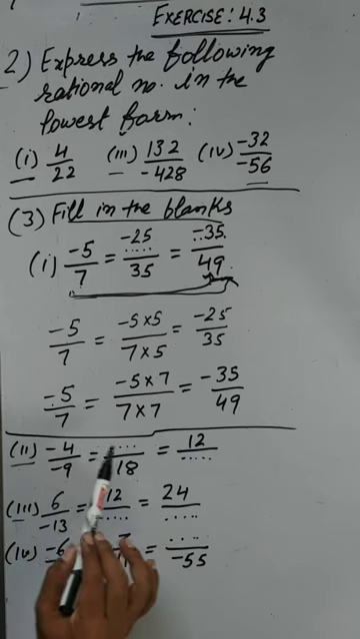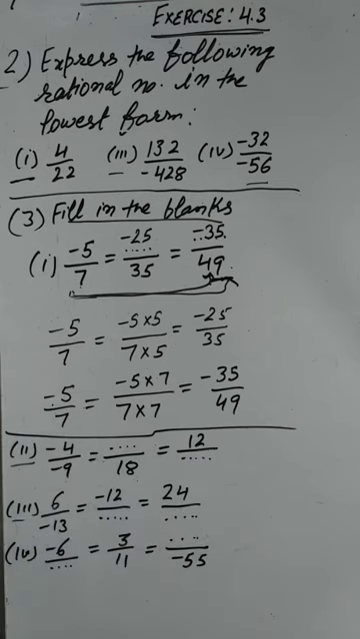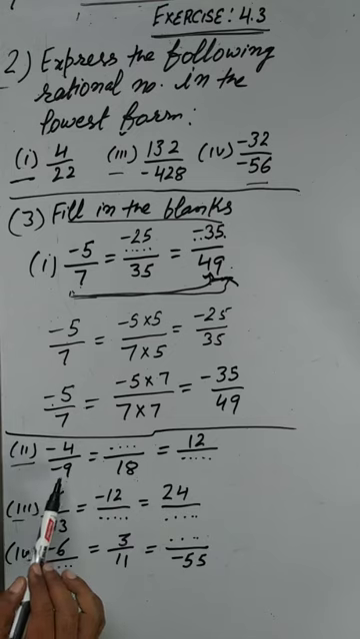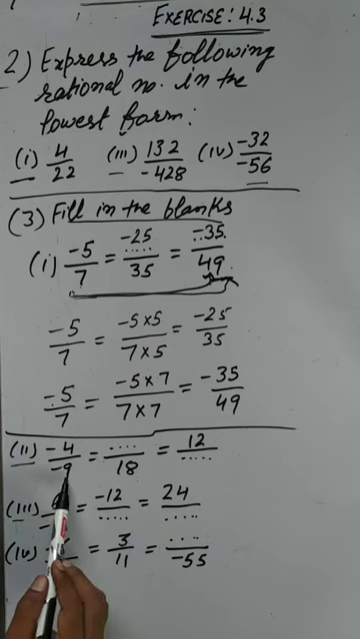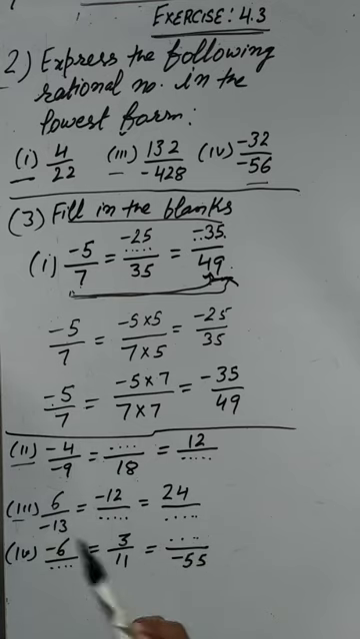And here beta look, 4 is changed into 12. That means minus 4 multiply by minus 3, then it will be changed into 12. Similarly minus 9 multiply by minus 3, it will be 27. Similarly you can do third part and fourth part beta.